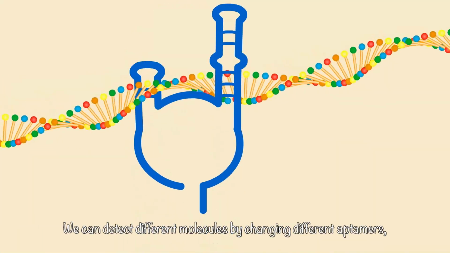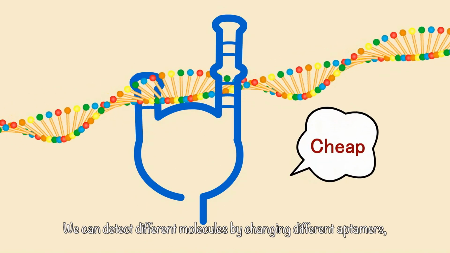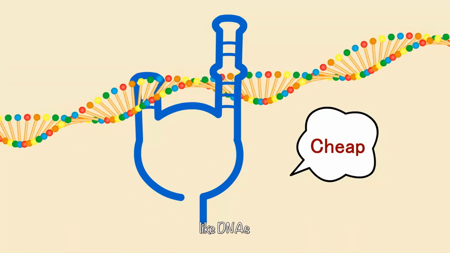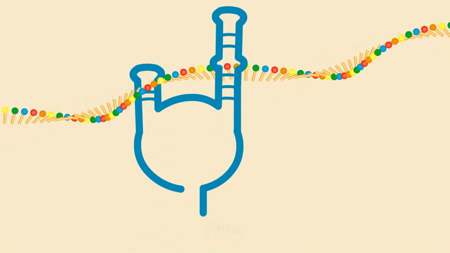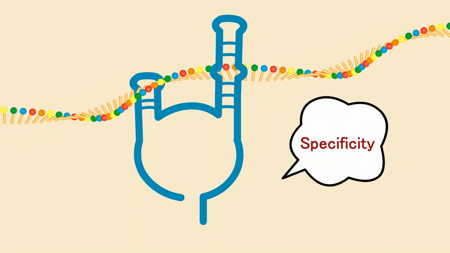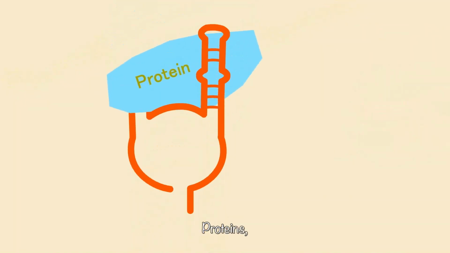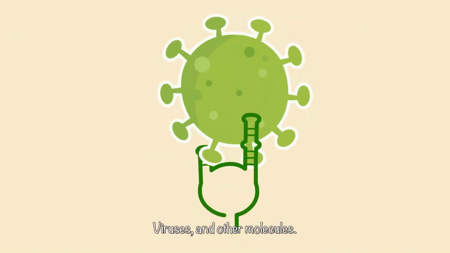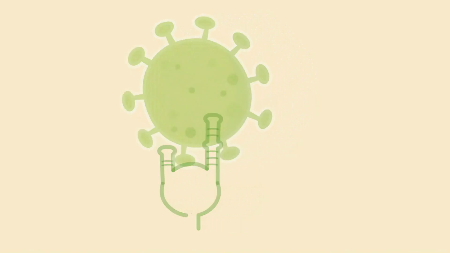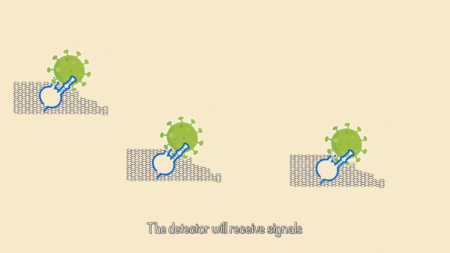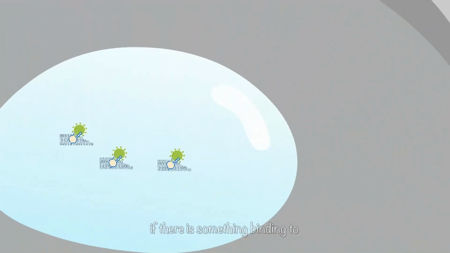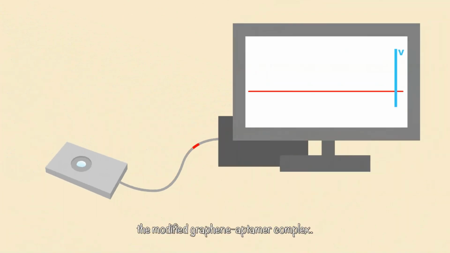We can detect different molecules by changing different aptamers like DNAs, RNAs, proteins, viruses, and other molecules. The detector will receive a signal if there's something bound to the modified graphene aptamer complex.